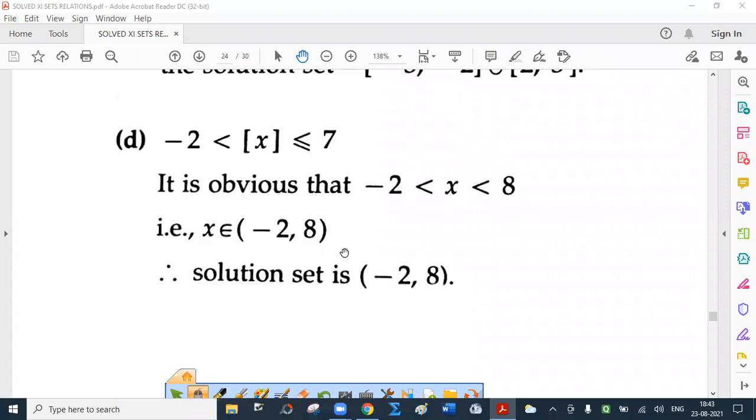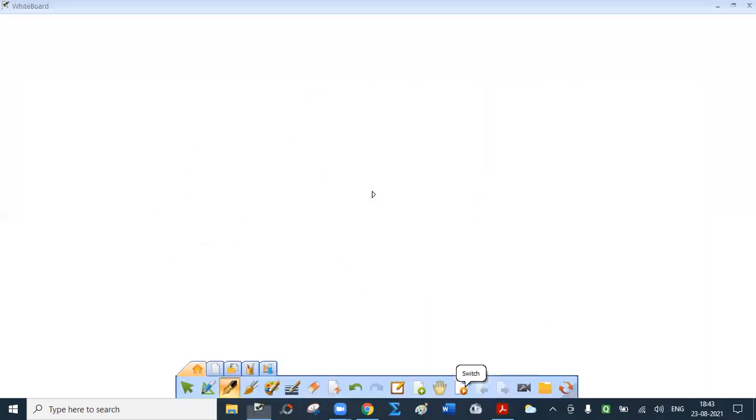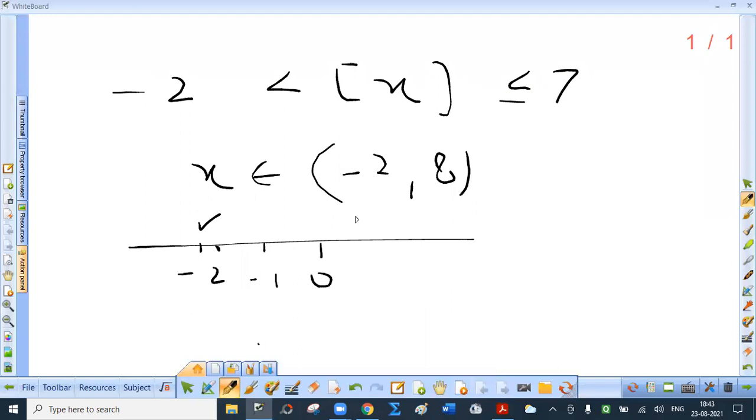Actually, we have discussed this, but if you consider -1.2, is -1.2 valid? Yes, because it lies between -2 and 8. Now, what is the step value of -1.2? It is -2. Is -2 greater than -2? No. And therefore, clearly, x belongs to the open interval (-2, 8) seems to be an incorrect one.